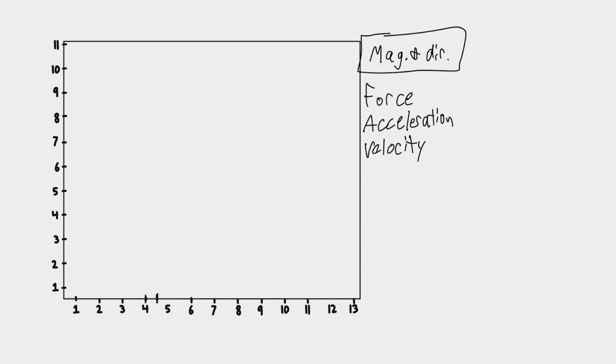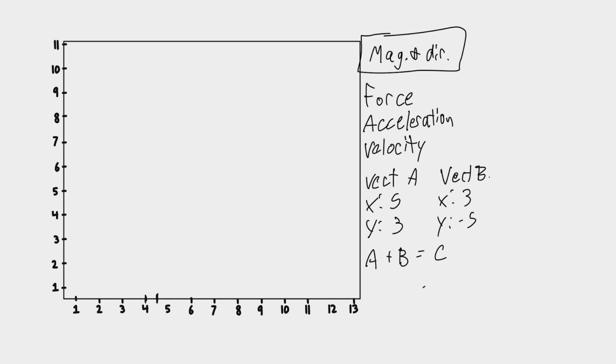Problems like these usually do something like: vector A has an x component of 5 and a y component of 3. Vector B has an x component of 3 and a y component of -5. And then they'll say vector A plus vector B gives us vector C, and then ask what are the x and y components of vector C. Let's do this both visually and mathematically.